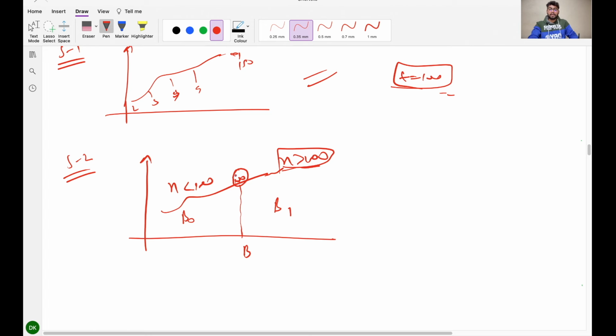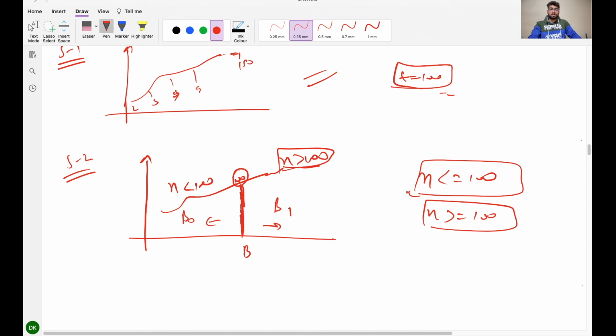If I include this point, I can include it on this side or this side, depending on whether I am doing x less than or equal to 100 or x greater than or equal to 100. If I am doing this, then this point is considered as a B0 region, and if I am doing this, then the point is considered as a B1 region.